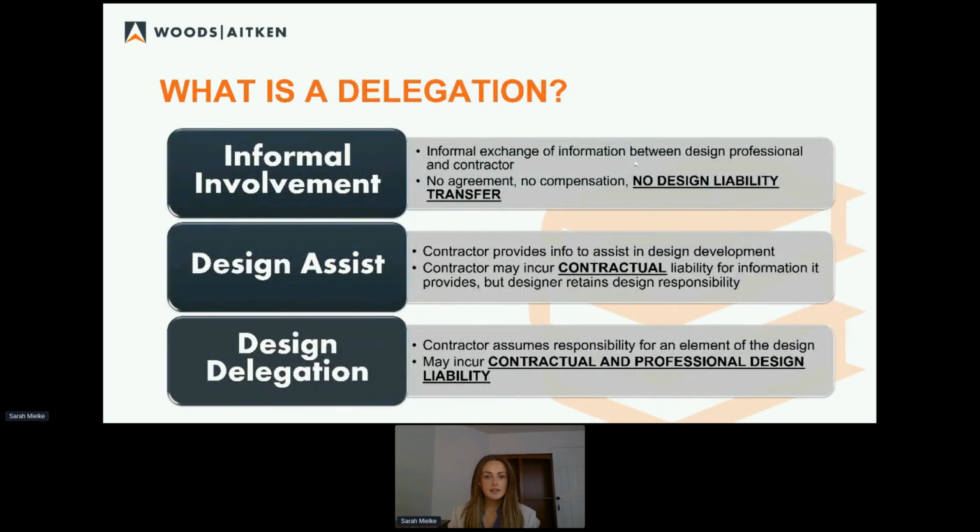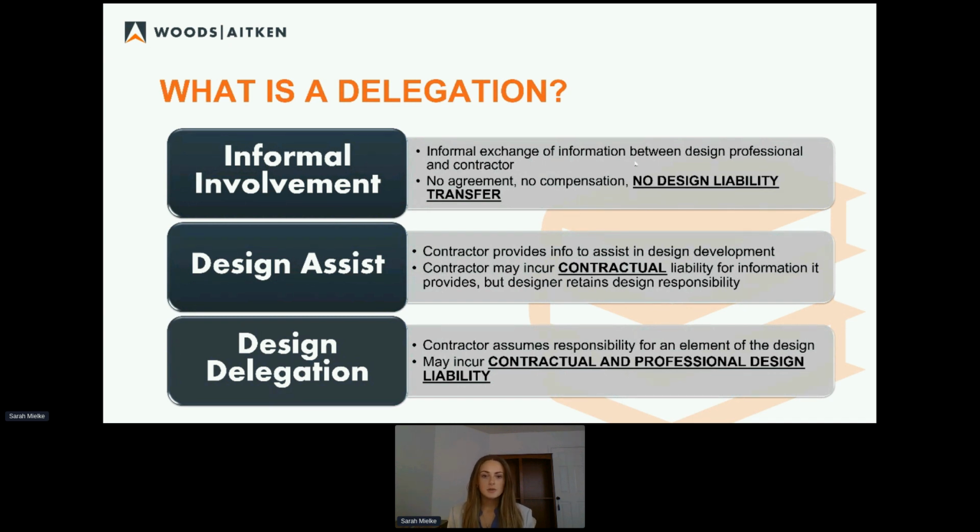So design delegation, I personally think, can be best understood on this kind of continuum of contractor involvement in the design process. We're starting with the least amount of involvement or liability, which the two kind of coincide, and moving down the line, more liability comes. So starting with informal involvement. This is just an informal exchange of information between a design professional and a contractor. There's no agreement, there's no compensation, and there is no design liability with informal involvement.